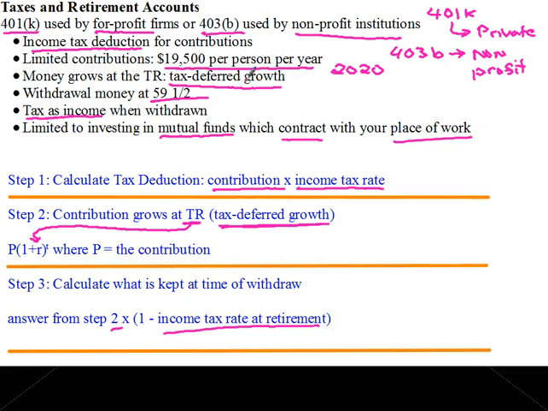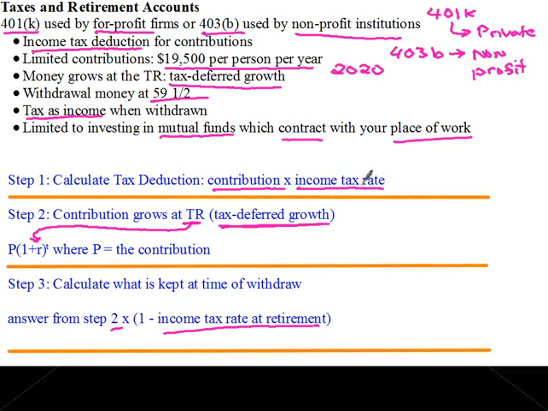That's going to grow tax deferred, which means you don't have to pay taxes on it till you take it out. You can withdraw the money at 59.5. It's going to get taxed as income when you withdraw it, and you can put the money in any mutual fund that your place of work contracts with. And this all assumes that you meet the income requirements and so forth. And of course, I'm doing this video in May of 2020, so these were the rules of the game at that time. This is the three-step process that we're going to follow.